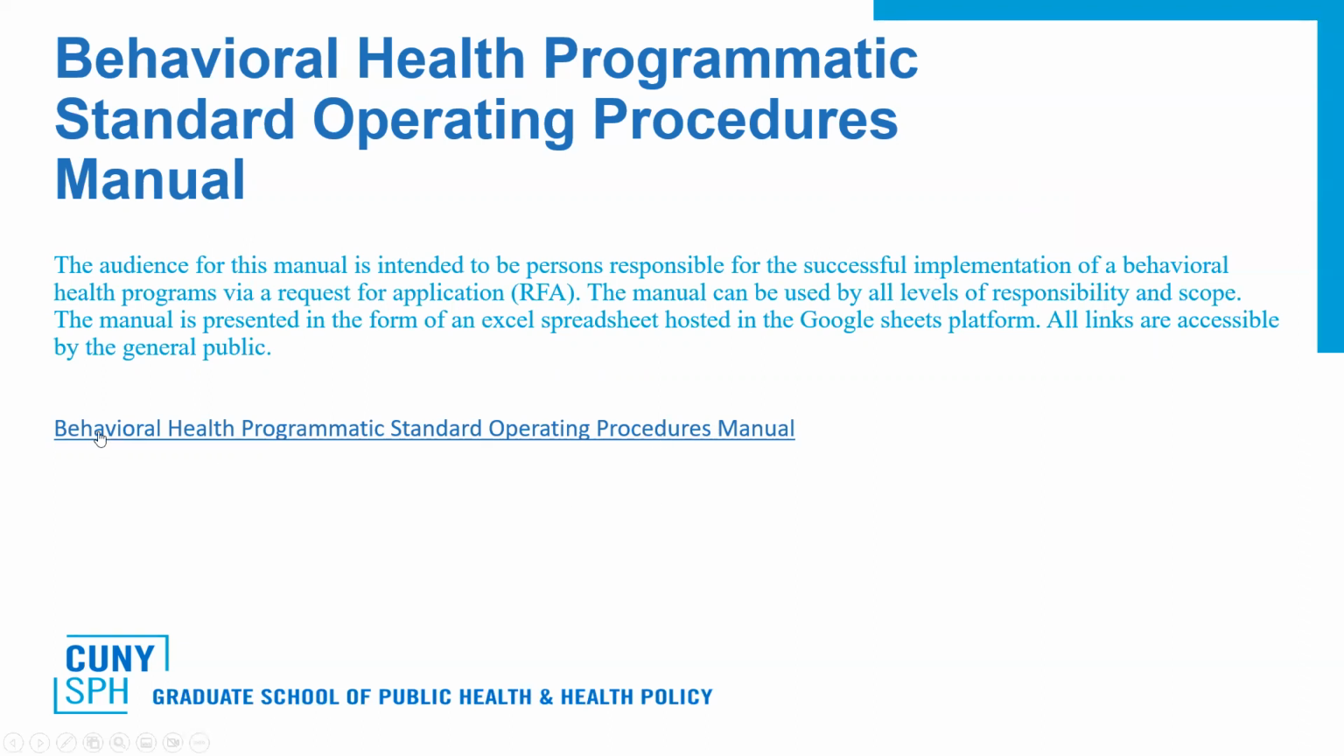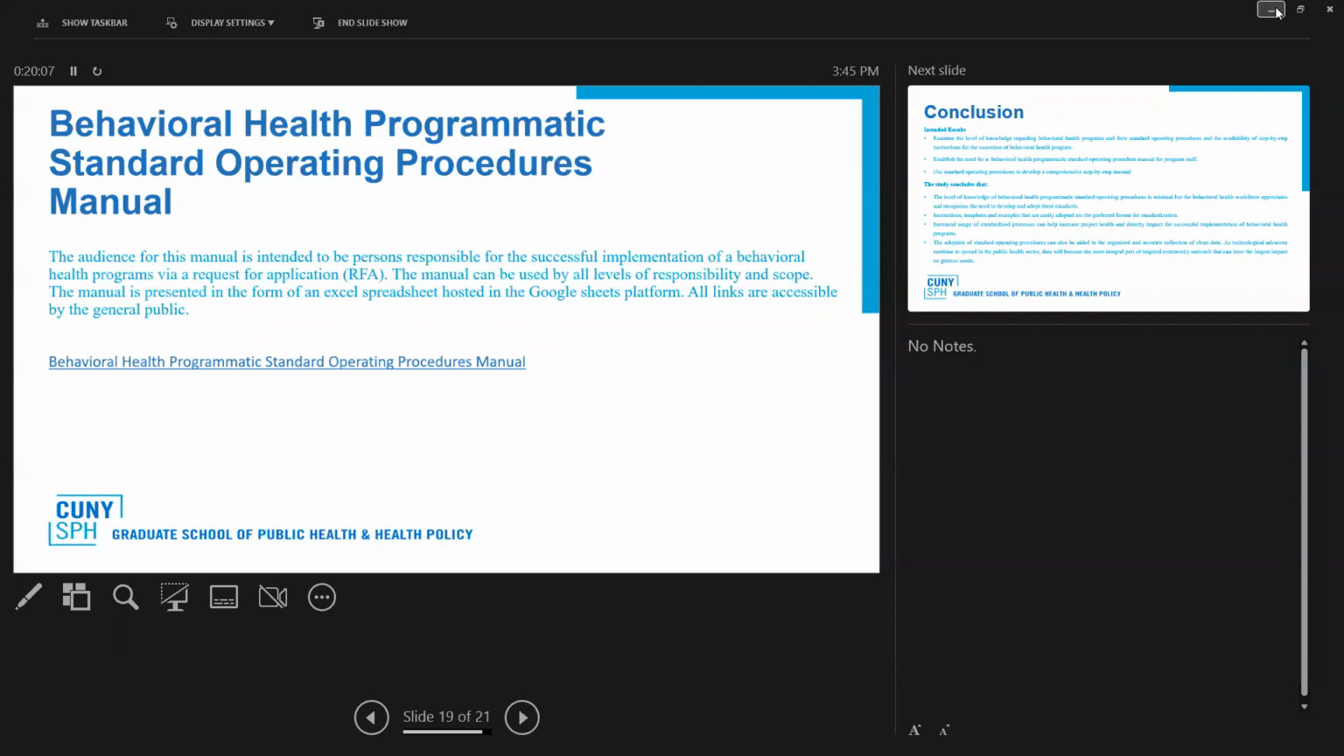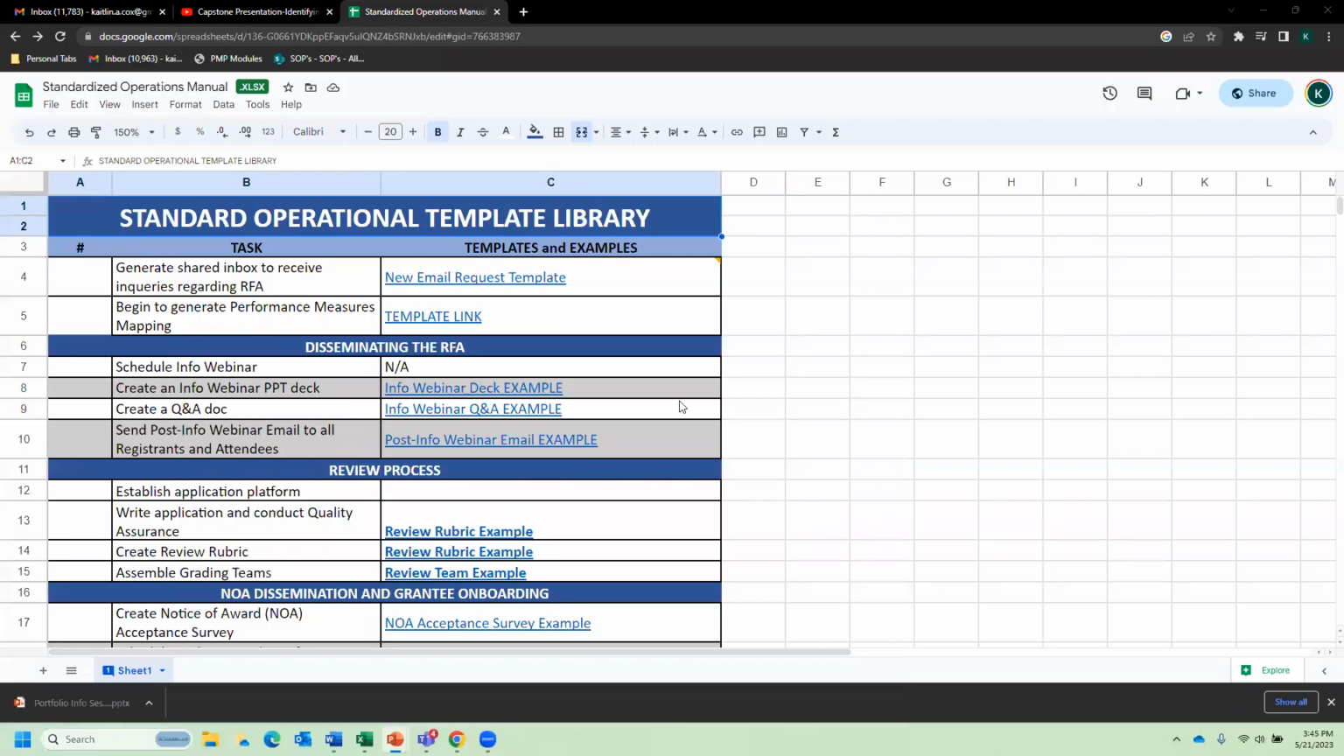I would like to take this time to show you the Behavioral Health Programmatic Standard Operating Procedures Manual. If you click this link, it is available. This is the standard operational template. This gives you the task that you may be working on, the template and the examples for each thing. These are all clickable links that go back into the Google library that I've created for all of this information.